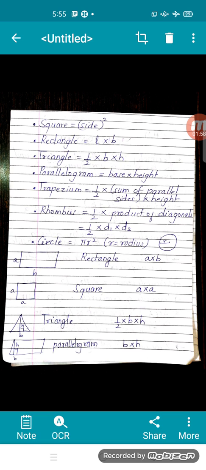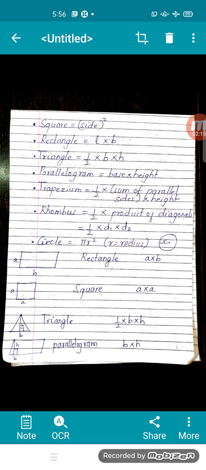Trapezium will be half into sum of parallel sides into height. Rhombus will be half into product of diagonals, that is half into d1 into d2. Following? Circle is equal to pi r square.